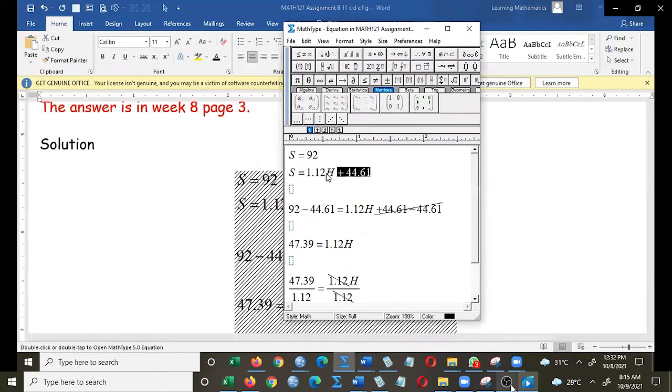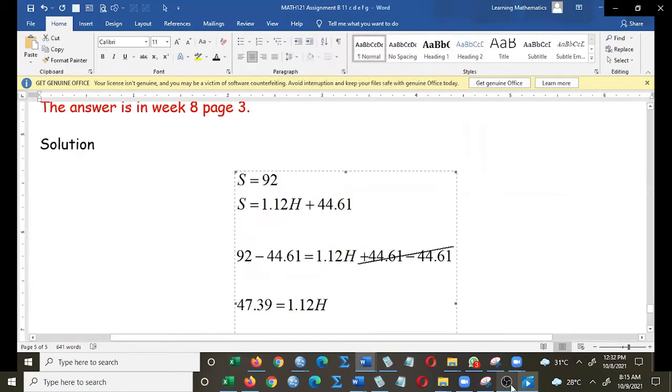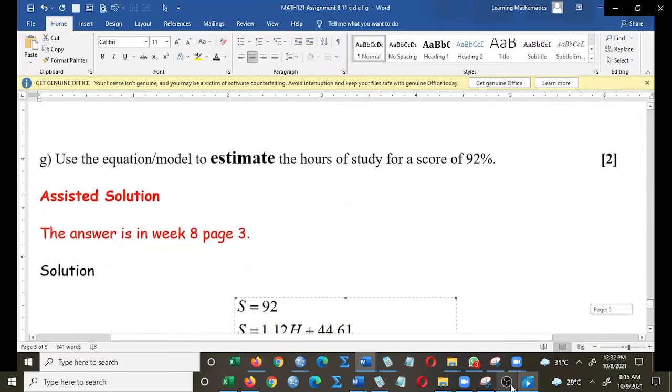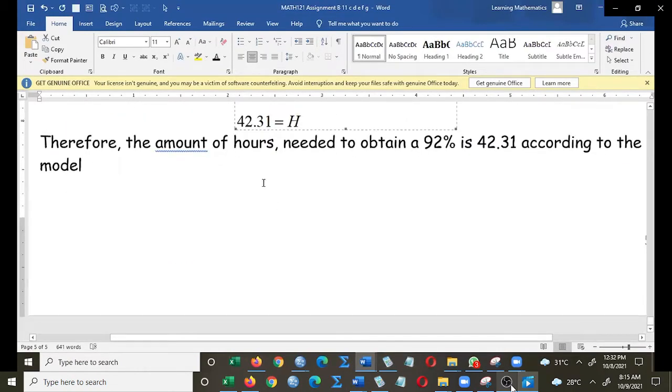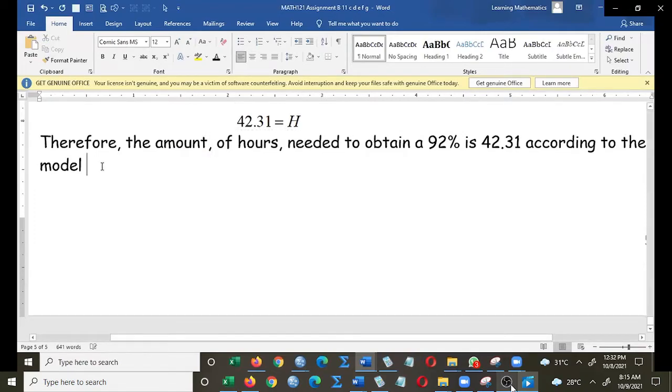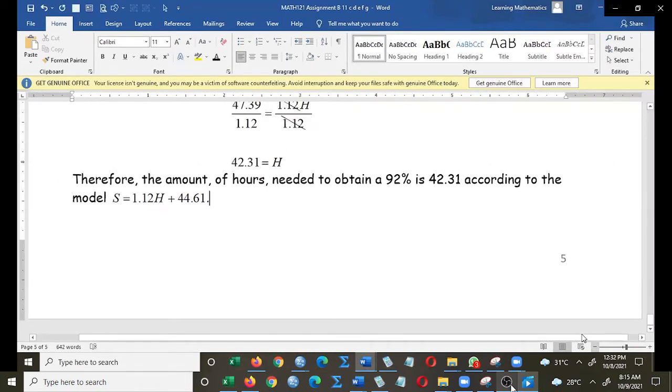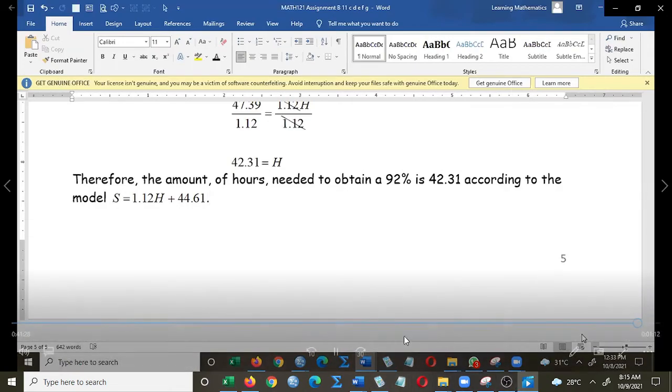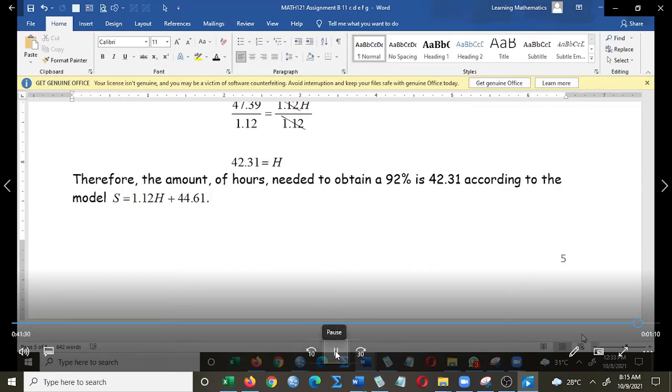If we don't put 'according to the model', I will not penalize you. If we don't interpret, I will not penalize you, because the question just says use the equation. So that little extra sentence, I'm just adding to put the icing on the cake. But it did not specify. So here you have it, number 11. And that brings the conclusion of the presentation of assignment B.